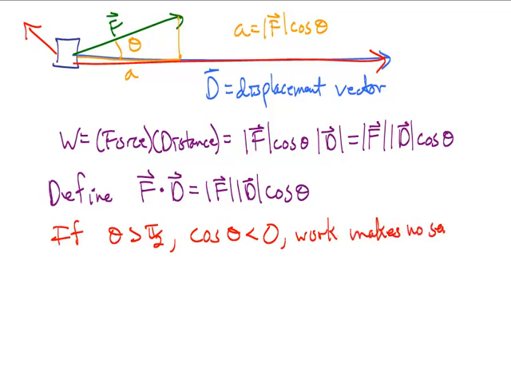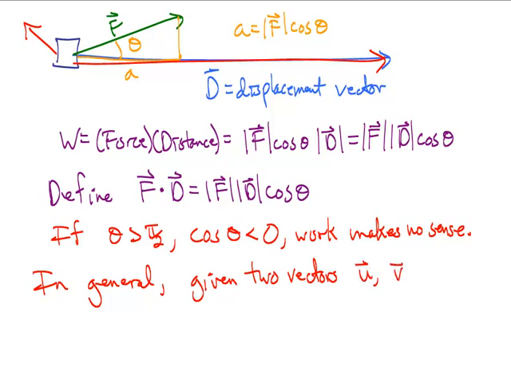We can still use it in our dot product definition, but we will have a negative dot product if the angle between the two vectors that we're dotting is bigger than pi over 2. Okay? So, in general, given two vectors, say u and v, we define the dot product u dot v to be the magnitude of u times the magnitude of v times the cosine of the angle theta between them. The smaller of the two angles.